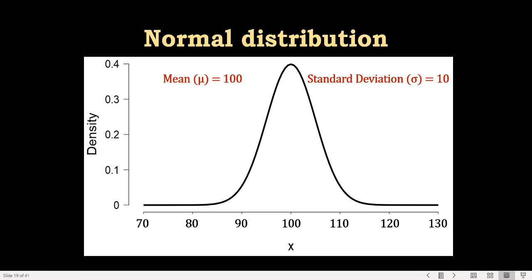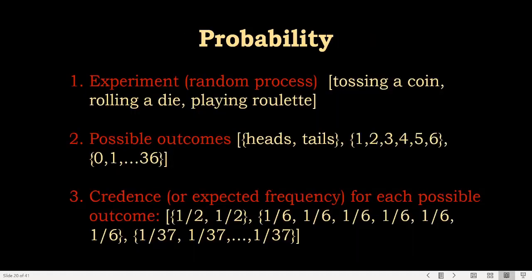Let's now go back and explain what probability is. Probability has three elements. The first element is an experiment. By experiment I don't mean an experiment conducted by a researcher, but rather a random process, like tossing a coin, rolling a die, or playing the roulette.